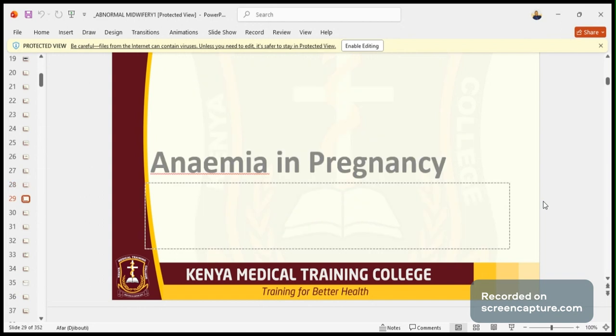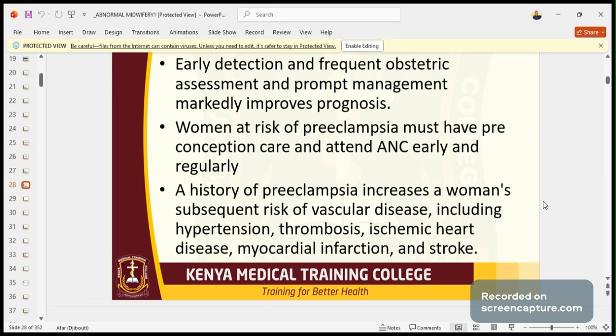So before the next session, during the day, for some hours, we will do anemia in pregnancy. So that is where we stop on preeclampsia and eclampsia.